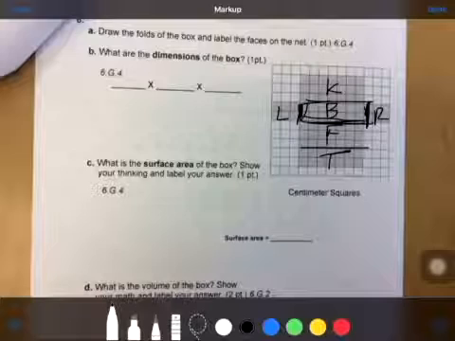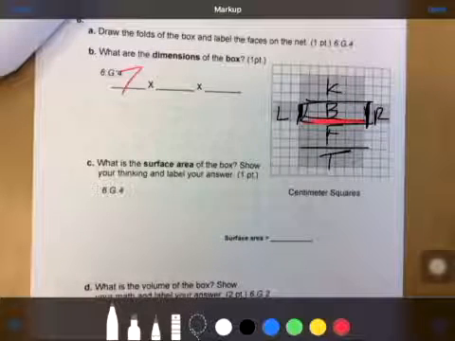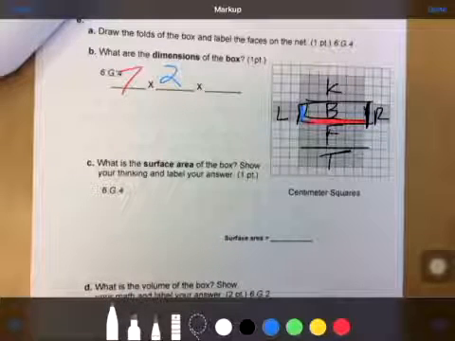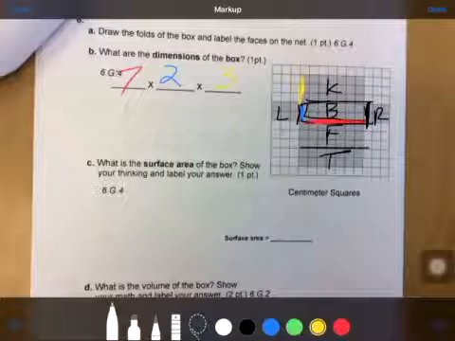So the dimensions of the box mean length, width, and height if I were to fold this up. So to find that, I look, this will be my length, this red line. Count that, that's 7. The blue line is going to be like my width, which is 2, and then the yellow line is going to be like the height, which is 3.